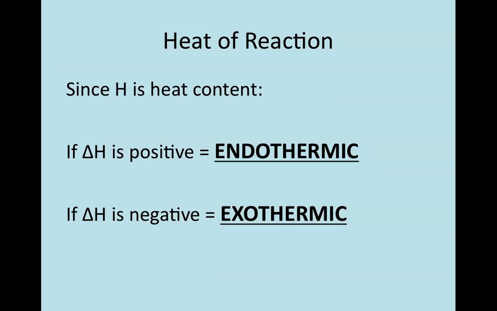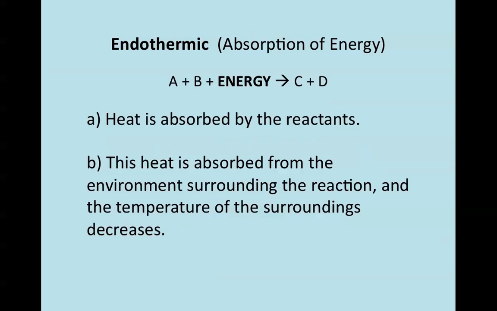Alright, since H is heat content, if the delta H is positive, meaning that the products have more energy than the reactants, then it's absorbed energy to be endothermic. If delta H is negative, then it's going to be considered exothermic. So for endothermic, where we absorb energy, we can see that energy is written to the left of the arrow, meaning that it's absorbing it. The heat is absorbed from the surrounding environment, thus the temperature of the surroundings decreases.